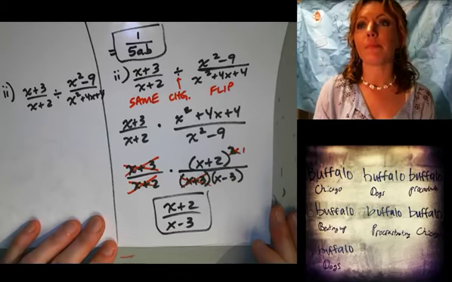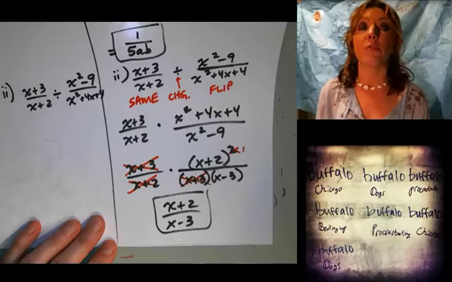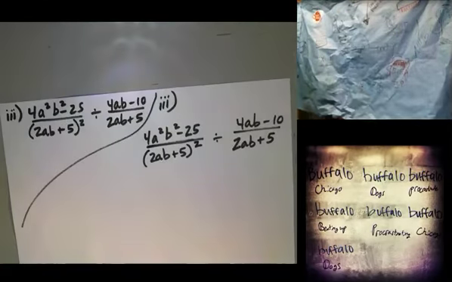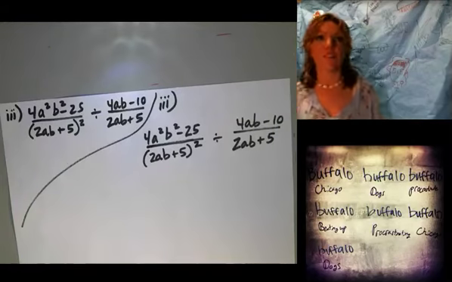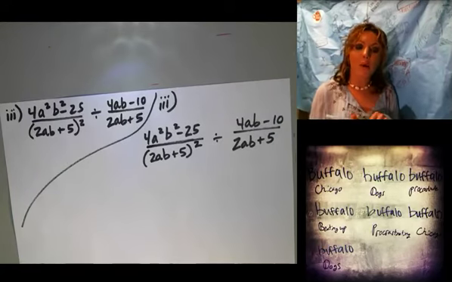I am only putting this last one in here because it looks confusing. But I'm putting it in here so that you all see that it's not actually all that confusing. Oh, my. That is the reaction I was thinking we were going to get. Okay. 4a squared b squared minus 25 over 2ab plus 5 squared divided by 4ab minus 10 over 2ab plus 5. So it looks confusing. The double letter thing kind of throws some people off.